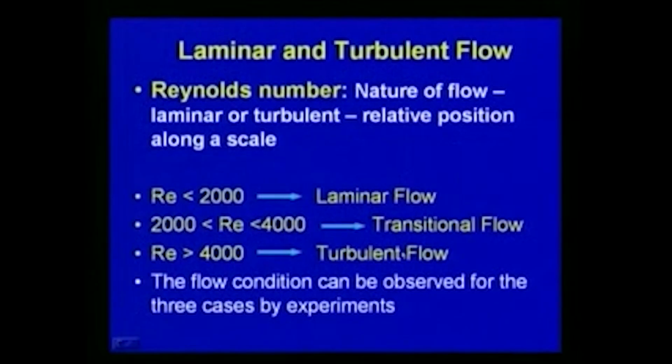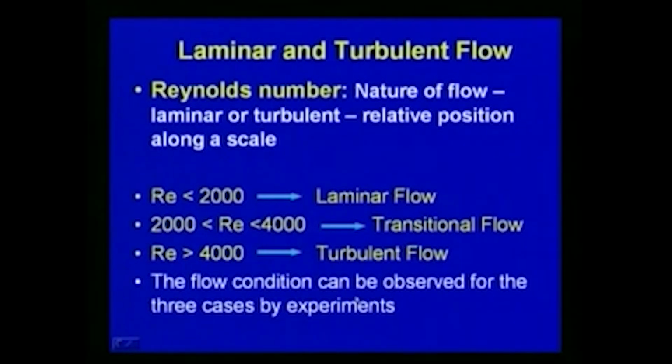Generally, when the Reynolds number is less than 2000, we call the pipe flow laminar flow. If the Reynolds number is more than 2000, it is the transitional flow, the flow is in transition. Generally in literature we can see that this transitional flow is kept between the range of Reynolds number of 2000 to 4000, and when the Reynolds number is more than 4000, the flow is fully turbulent.